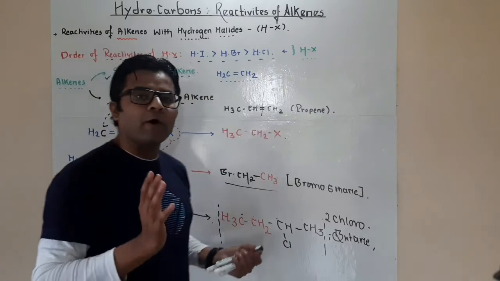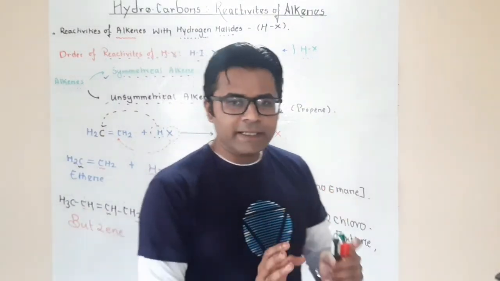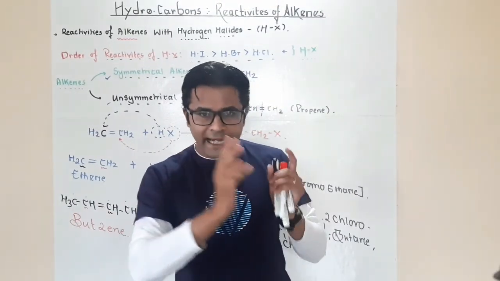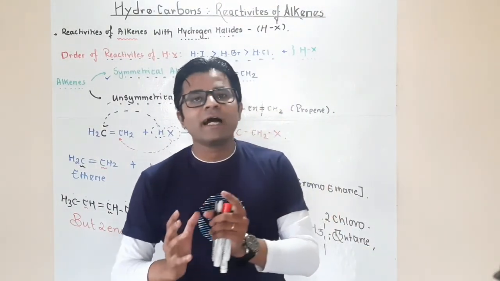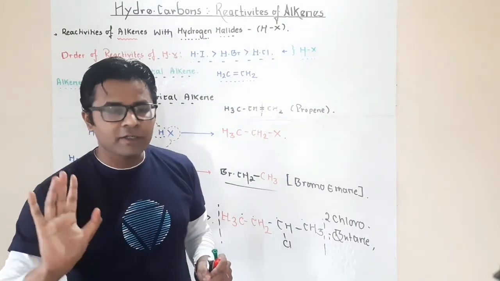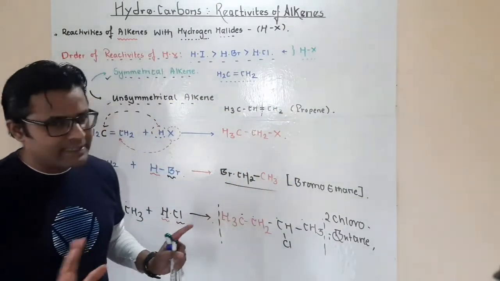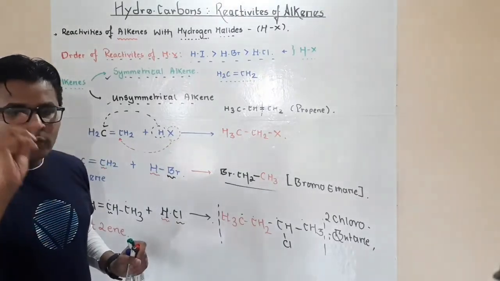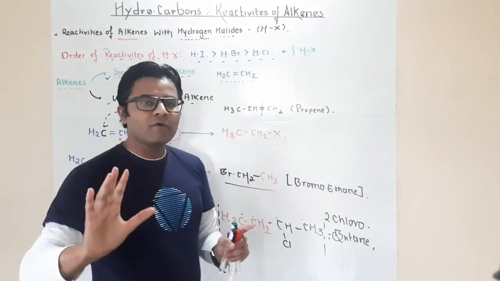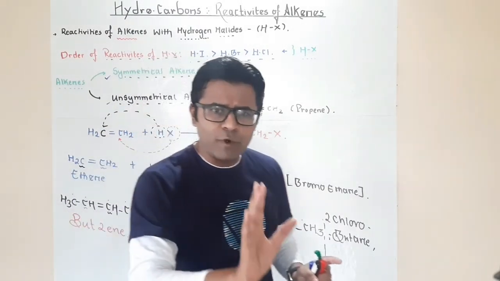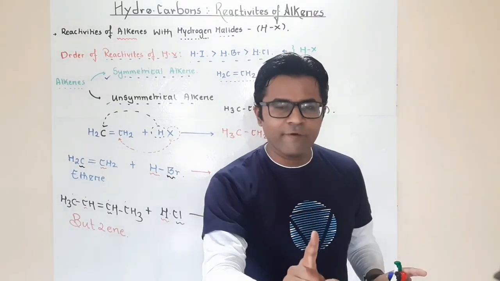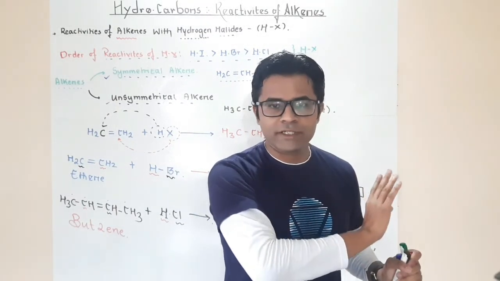So what is the key point to understand? If you have a symmetrical alkene, addition of a hydrogen halide will give rise to only one type of product. Only one product you are going to obtain. That is a key point which you have to remember and note down. Addition of hydrogen iodide, hydrogen bromide or hydrogen chloride to a symmetrical alkene will give you only one type of product. Done?